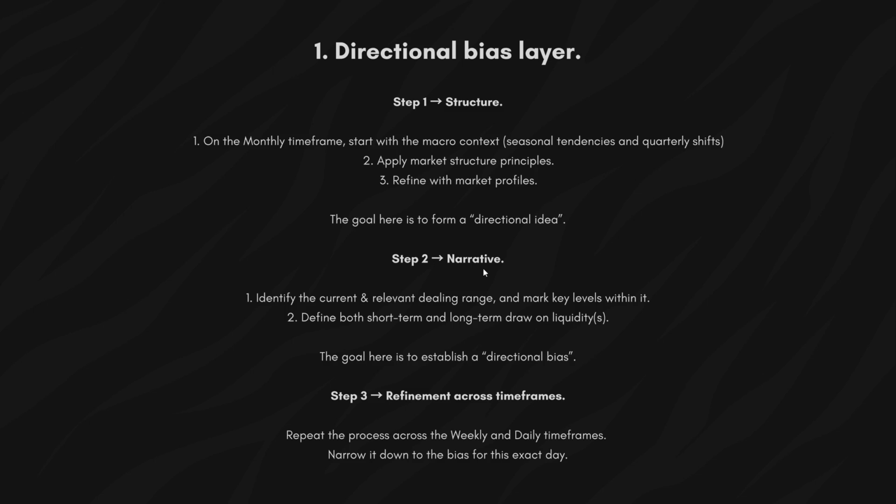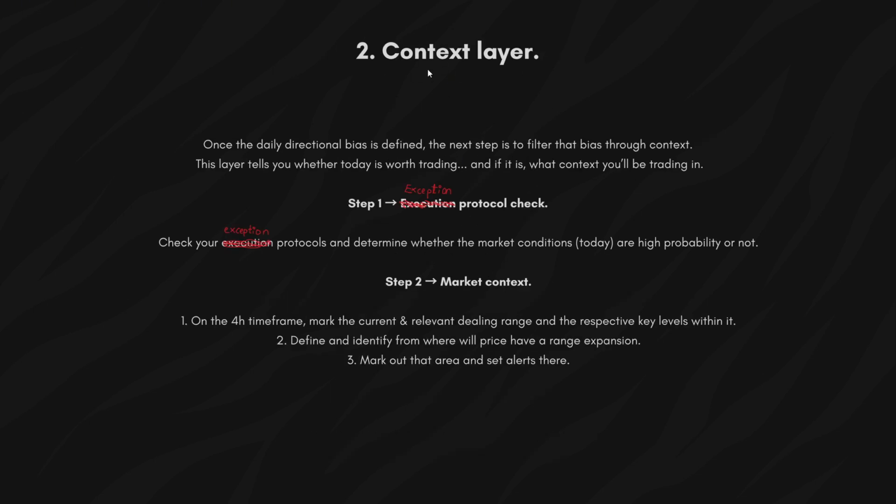Now we move on to layer 2, which is the contextual layer, or you could say the context layer. Now this is the layer that tells you if today is even worth trading or not. And if the answer is yes, then it tells you what kind of context you will be trading in. Okay, this is basically where your directional bias for the day meets real market conditions. Okay, and here is exactly what you do in this layer.